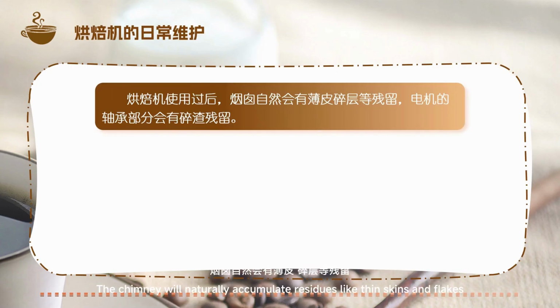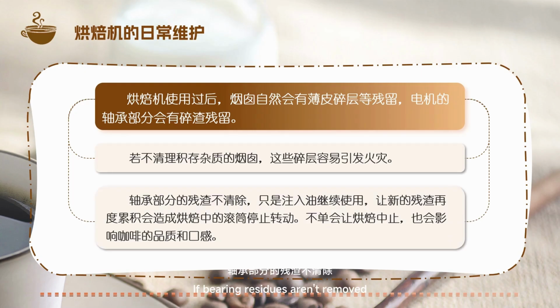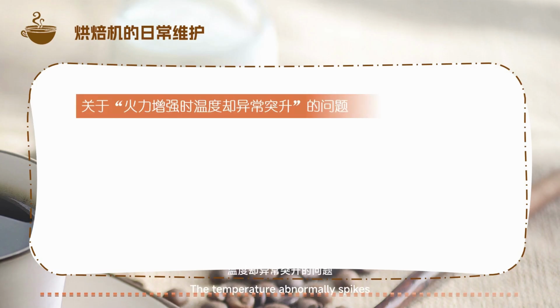After use, the chimney will naturally accumulate residues like thin skins and flakes. The motor bearings will also collect debris residues. If accumulated impurities aren't cleaned, along with the flaky residues in the chimney, it could easily cause a fire. If bearing residues aren't removed, and you just add oil and continue using, allowing new residues to accumulate again, it may cause the drum to stop rotating during roasting. This not only interrupts the roasting process, but also affects coffee quality and flavor. Regarding when increasing heat, the temperature abnormally spikes.